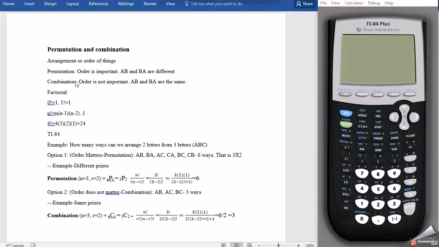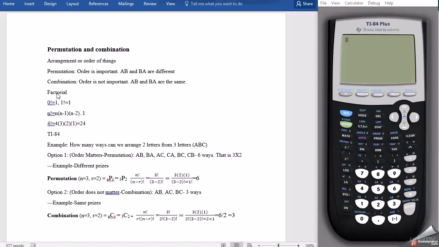Okay. For combination, order is not important. So AB is the same thing as BA. In other words, if I'm giving the same prizes, for example $1,000, it doesn't matter really whether A is first or B is first. They're getting the same amount of money. Okay, so you can see that for permutation we have more options. For instance, in this case, we have two possible ways of arranging the letters. But for combination, we have only one. It's either AB or BA.